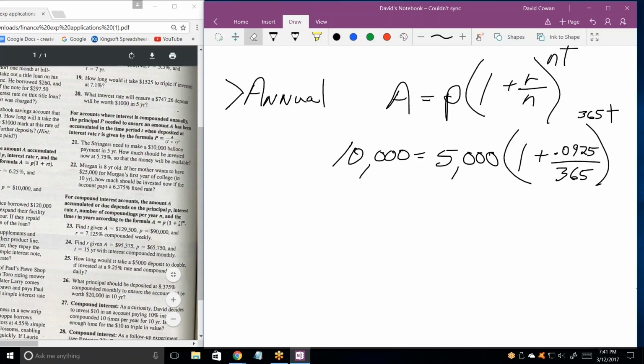So divide both sides by 5,000, you get 2. Combine this, probably the next easiest step. Give me what that should be in the calculator.